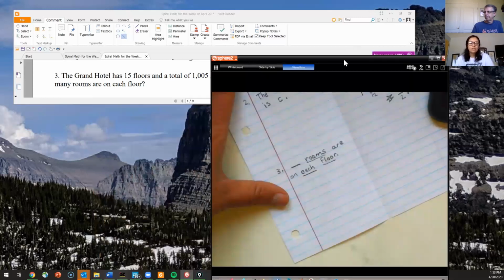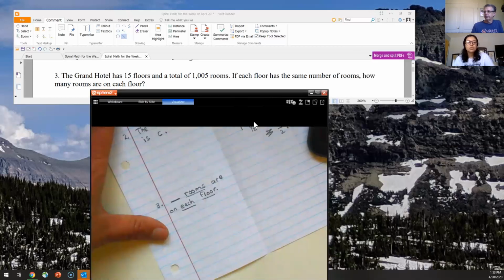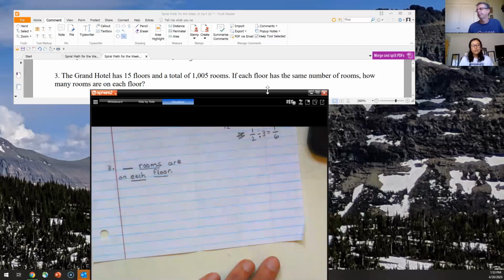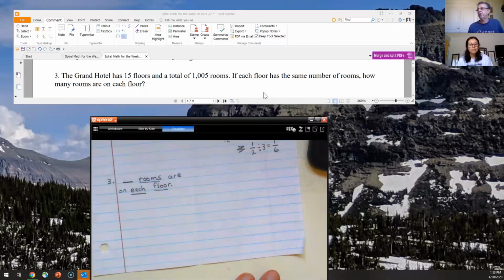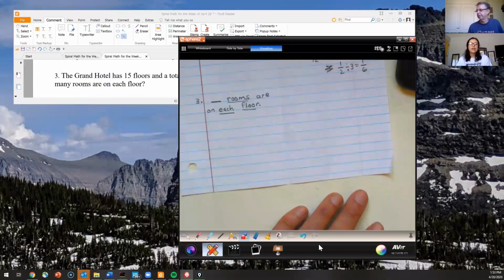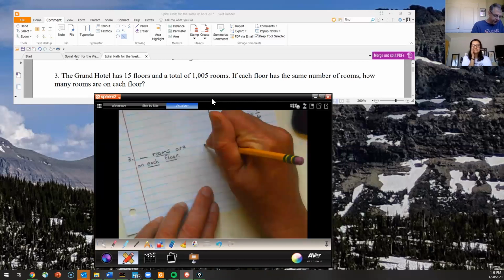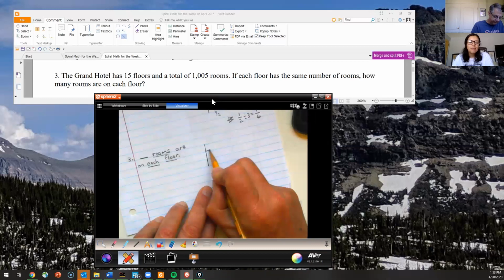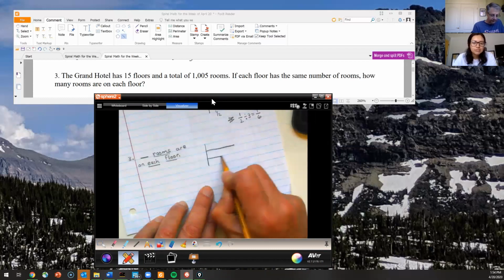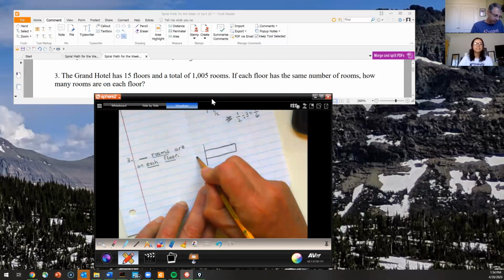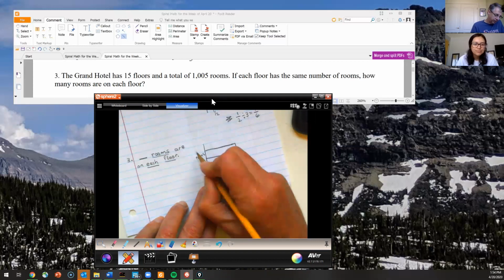For this one, you're going to want to go ahead and divide. I drew a model for this one. I drew a unit bar. What did you label the unit bar, Ms. Garcia? Well, I forgot to label it, so we're going to go ahead and label it the Grand Hotel rooms.